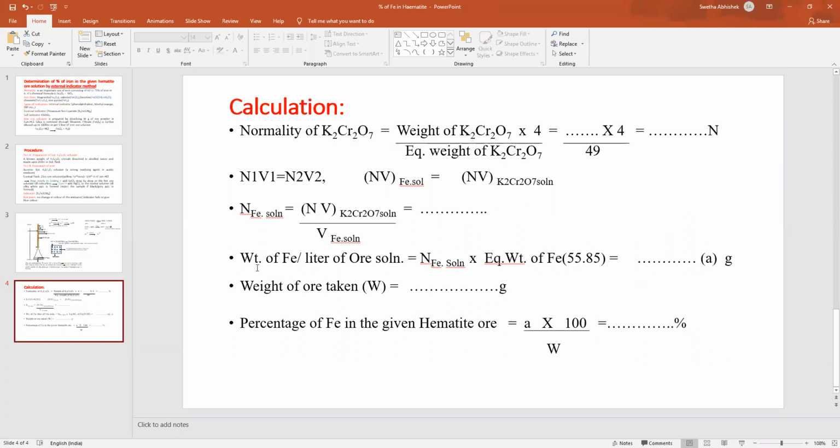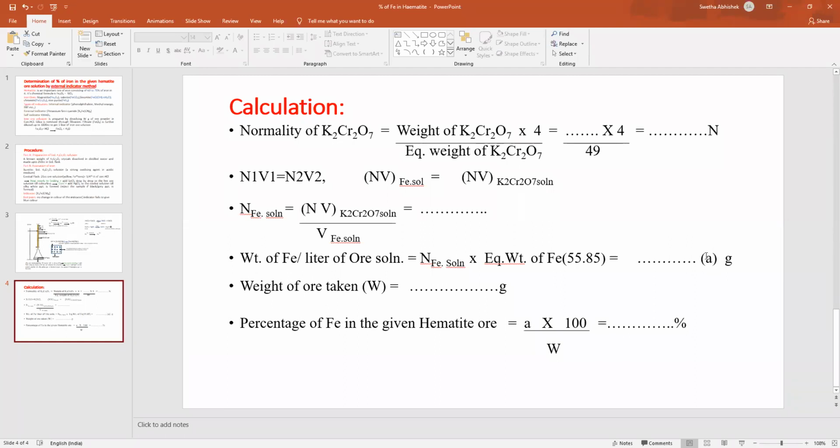Okay, and the next step is to find out the weight of iron per liter of ore solution. Here you should take a liter of ore solution because you will be given a liter of ore solution. So you are supposed to find out the weight of iron per liter of ore solution. Simple formula: normality of iron solution into equivalent weight of iron, that is 55.85, which gives you some A gram of iron. So what does A stand for? The weight of iron per liter of ore solution.